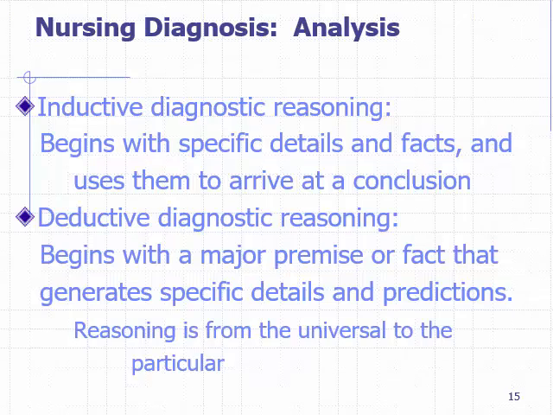You have inductive reasoning, in which the nurse begins with specific details and facts and then uses these facts to arrive at a conclusion. Or you can use deductive reasoning, where the nurse begins with a major premise or fact that generates specific details and predictions. In this instance, reasoning is from the universal to the particular.